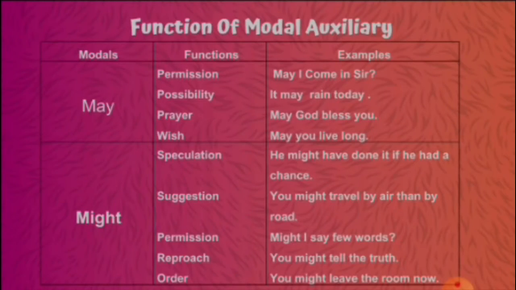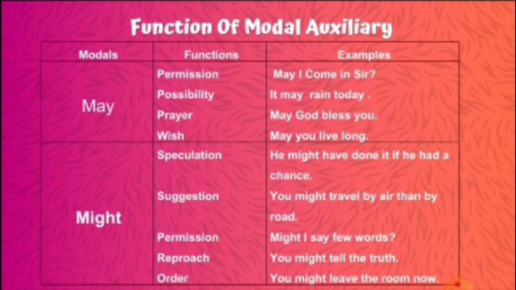The next modal auxiliaries are may and might, which are both used when we talk in a very polite way. Might is considered the second form of may. May is used for possibility. When we use might, the possibility is lower.